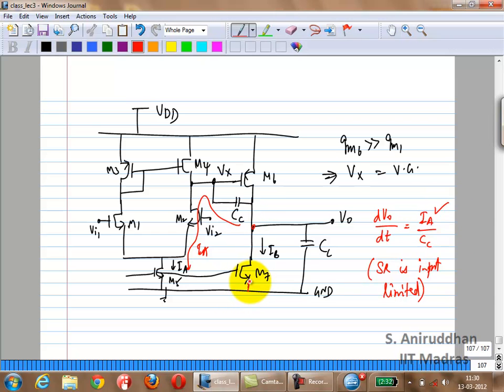What do you do if you want to make sure it's not output limited? Let us say output current was limiting the slew rate. Where does IB flow through? CL. It also flows through CC, because now you have a Vx here. If IB was limiting the slew rate, then it would need to source current through both of these. So your slew rate limited based on the output is IB over CC plus CL.